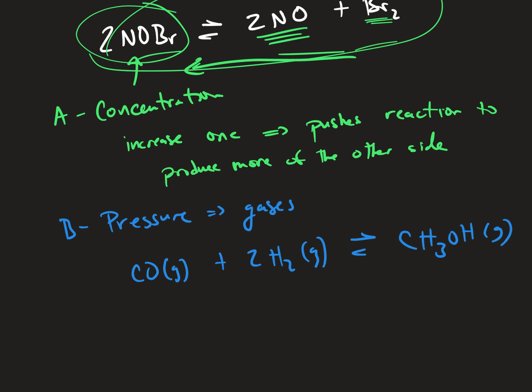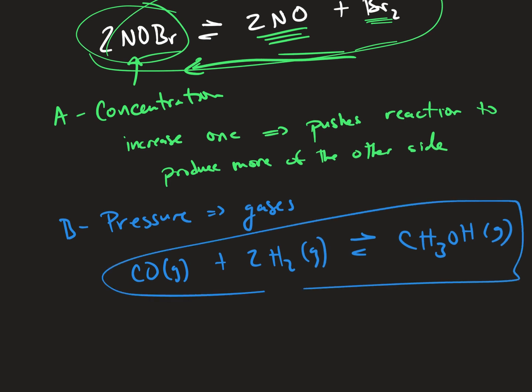And again, this is in one container. So if we pressurize this system, what is it going to affect the most? The reactant side or the product side? Since there's multiple gases in the reactants and only one gas in the product, we're going to affect the reactant side. In fact, we're going to change the reactant side, and so it's going to produce more product. Is that what you're saying? Yeah.